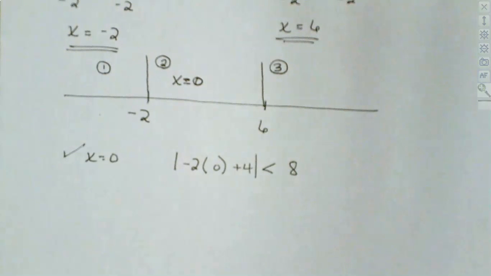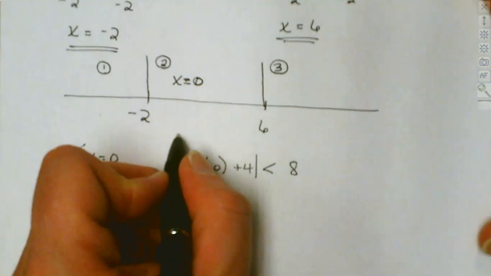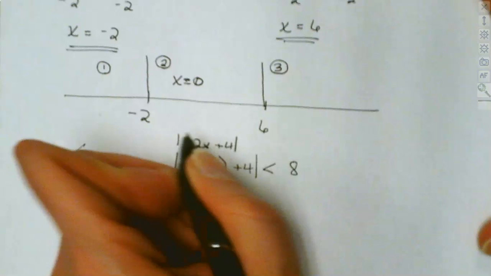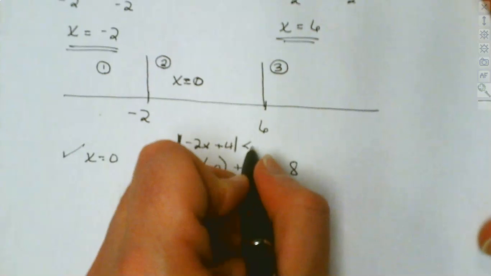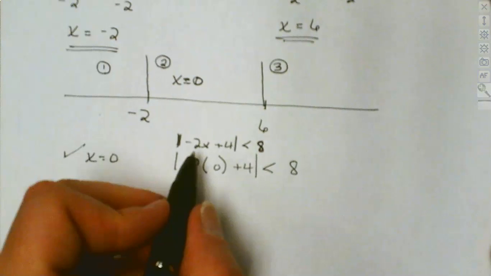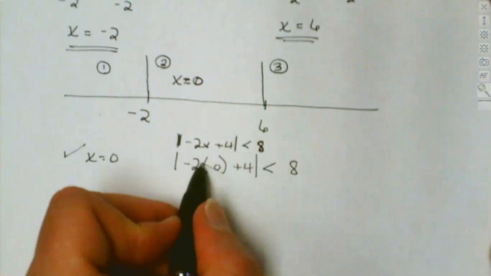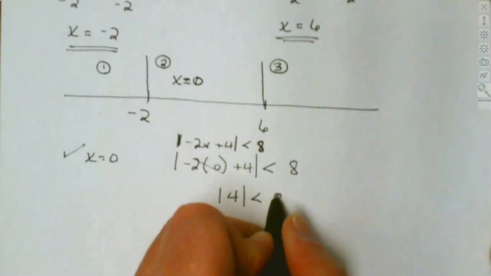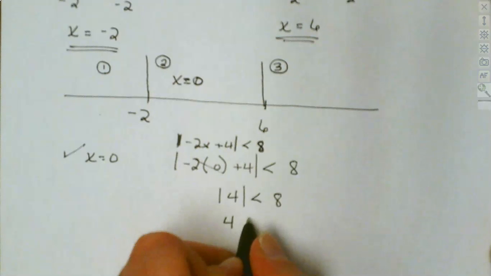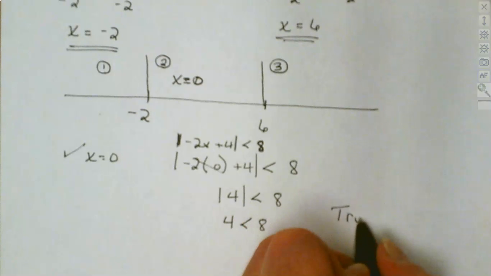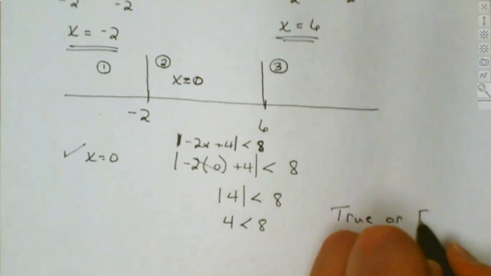So we plugged in that 0, and we check it in our original, which remember our original was the absolute value of minus 2x plus 4 is less than 8. So we took that and we plugged in our 0. You just plug in 0 every time. That gives you then, those can cancel. That gives you the absolute value of 4. And what's the absolute value of 4? Well, it is 4. And now you can tell me if this is true or if this is false.